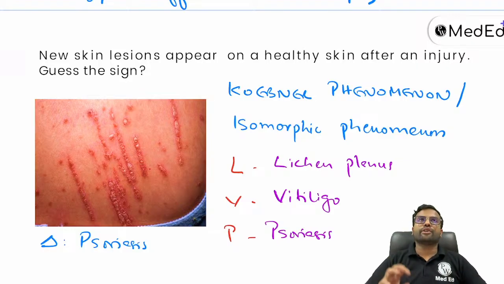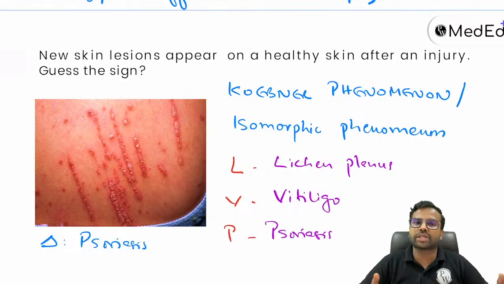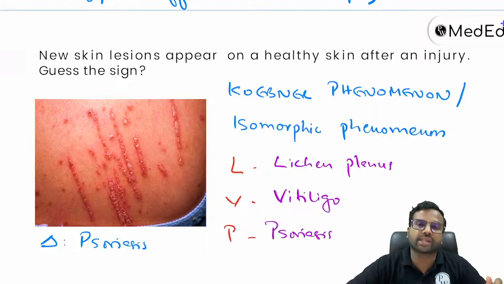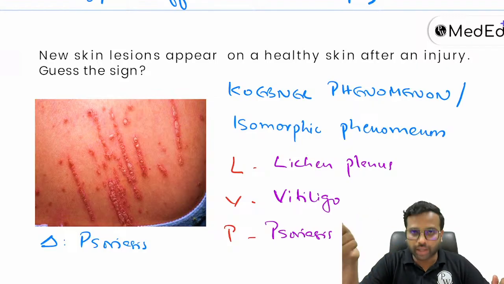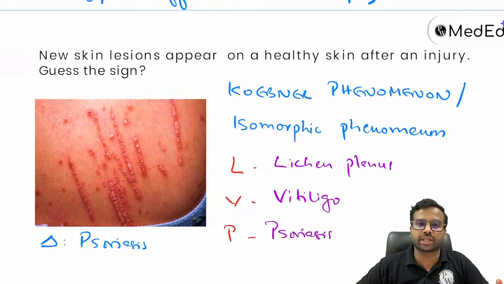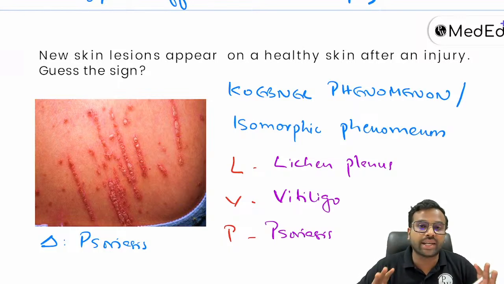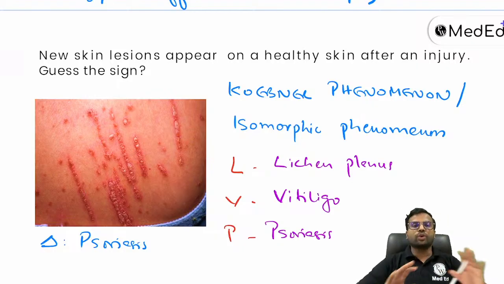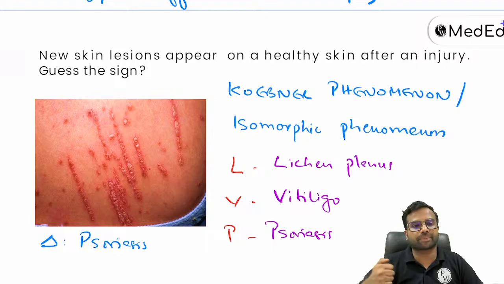So understand, if a lichen planus patient would scratch over the skin, the patient would develop some violaceous or purple colored plaque lesions, right? So a patient of lichen planus will develop a new lichen planus lesion because of trauma. A patient of vitiligo will develop white colored depigmented lesions because of trauma. So this is called the Koebner phenomenon. Any new lesion that is developing because of trauma, we call it Koebner. And remember a few examples: lichen planus, vitiligo and psoriasis.